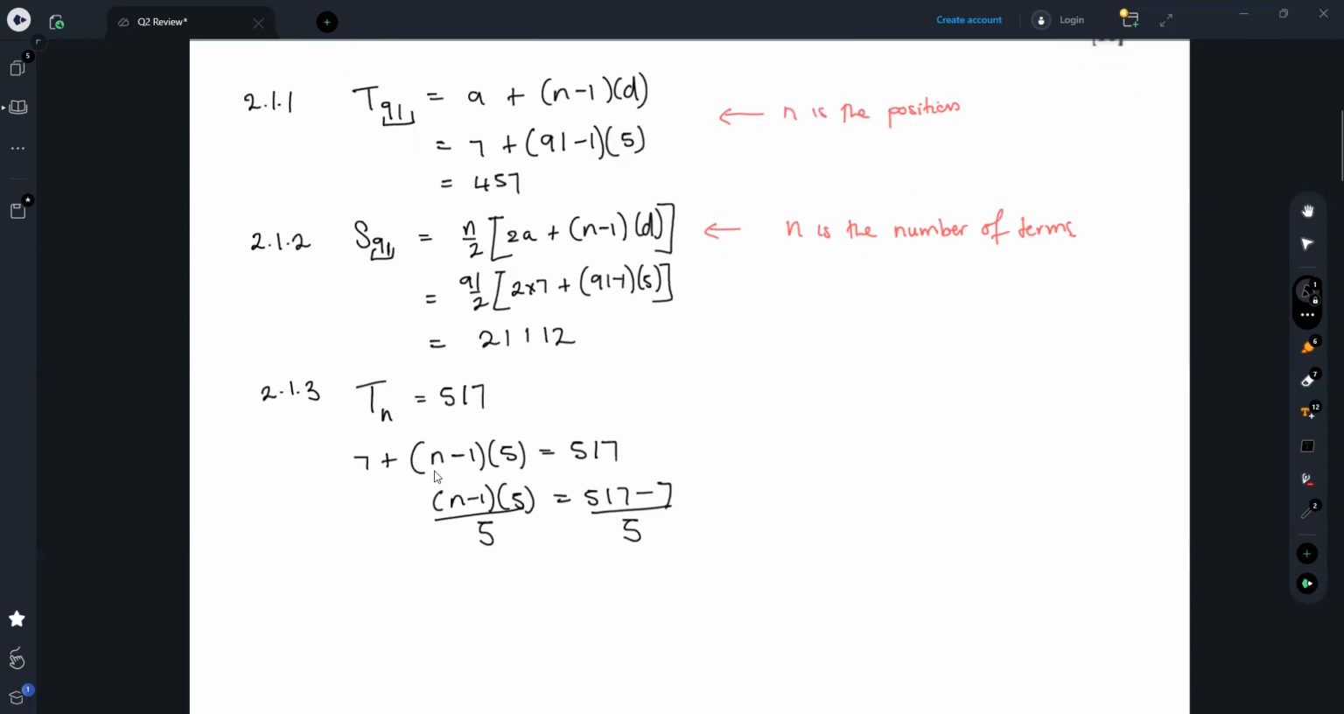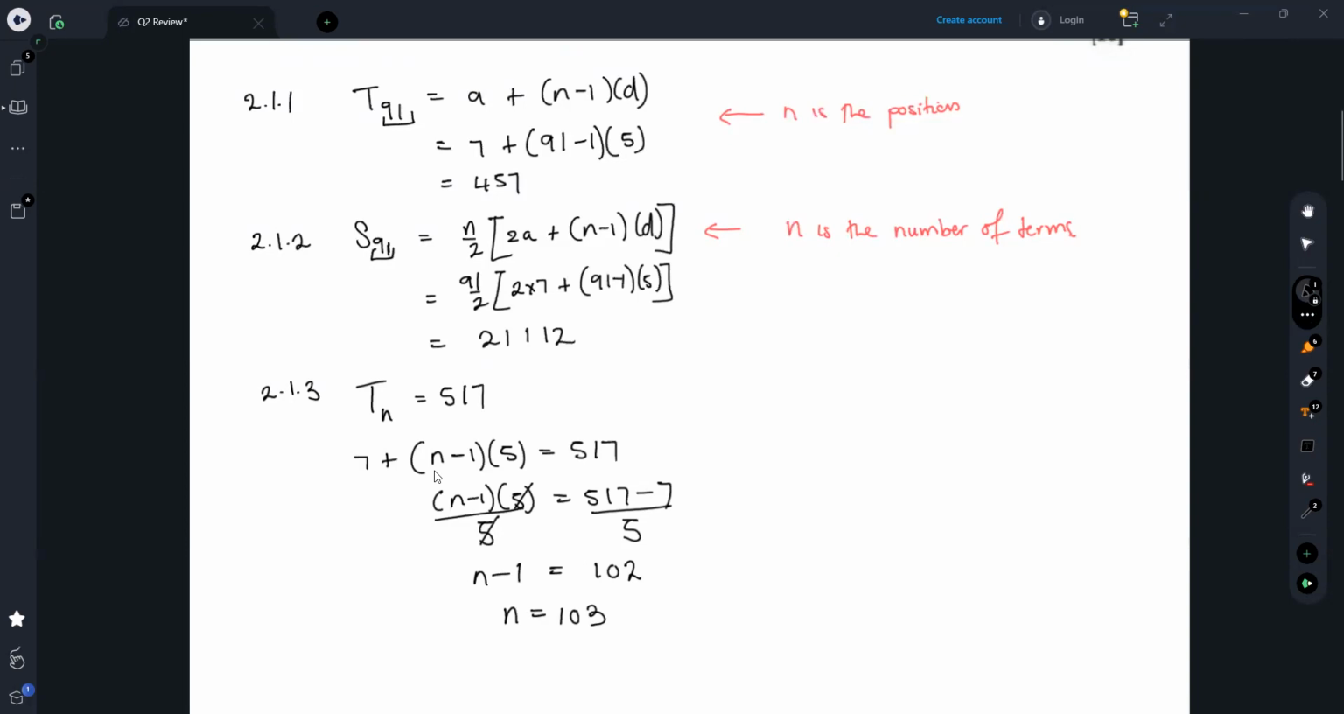Right, let's go a bit down. What you're going to get here is 517 minus 7, that will be 510. Now divide that by 5, you should be getting a value of 102. So you have n minus 1 on this side because this should remove that. Then take this to that side. Now n is equal to 103.